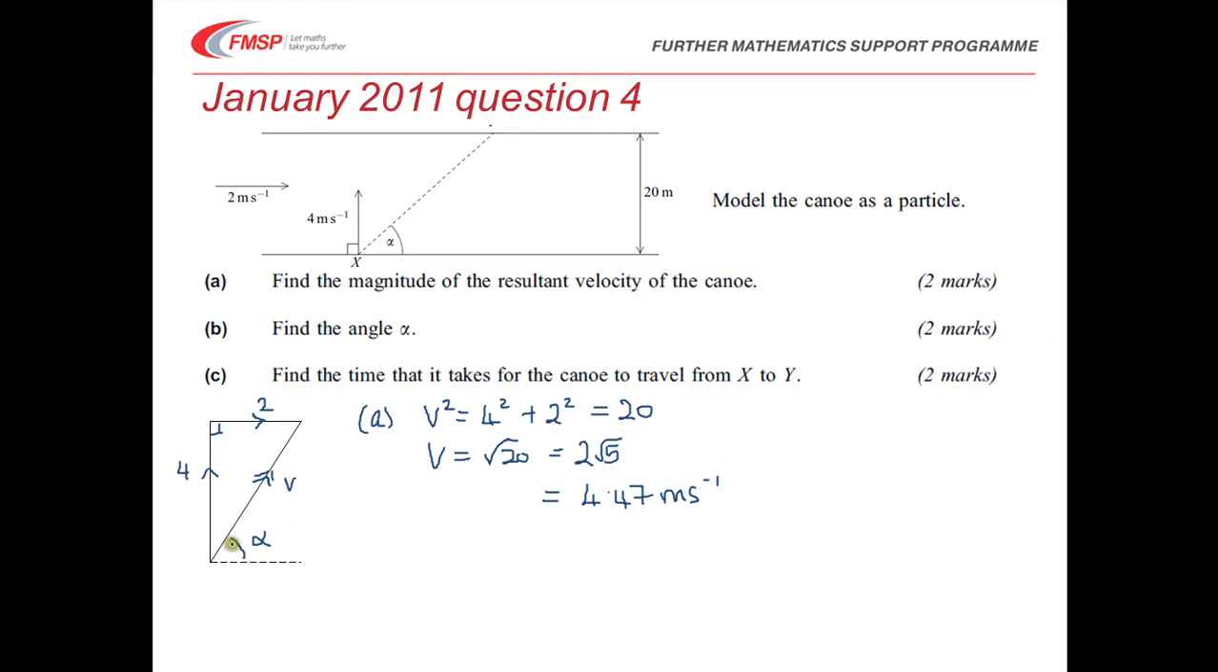which we can write either as 2 root 5 or in decimals 4.47 metres per second. And then we're asked also, as I say, to find this angle alpha. So that angle alpha corresponds to that angle alpha. Well, it's alternate angles. So we can use alternate angles there.